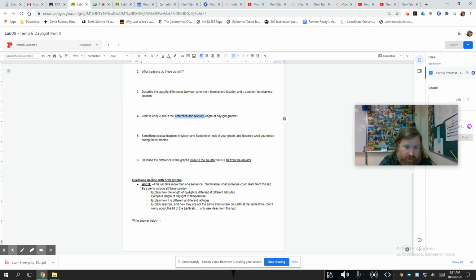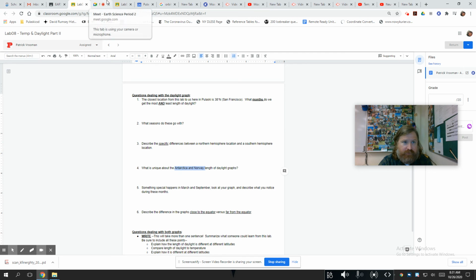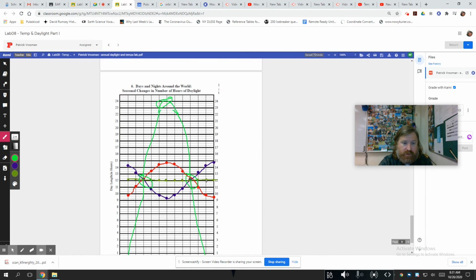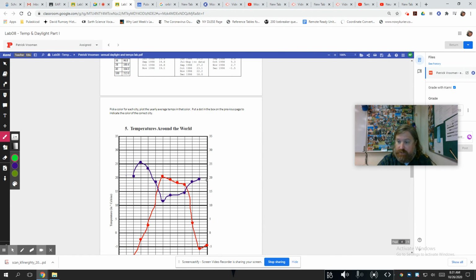That should do it. So yeah, this last part is a little bit of writing. Write that down below, but you guys will nail it. What goes on at different latitudes, temperature-wise, and how the southern and northern hemispheres are the opposite.